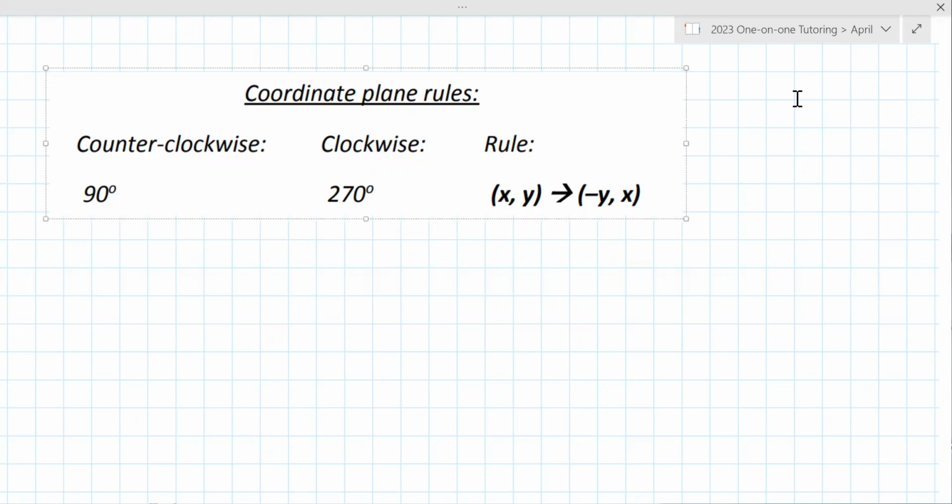Okay, got it down. Okay. So just to make sure here, can you give me that rule? What did that rule say? That rule said counterclockwise is 90 degrees, and clockwise is 270 degrees, and also (x, y) equals (negative y, x). Very good. Thank you for writing that down. I really appreciate it. Now let's look at some examples here.